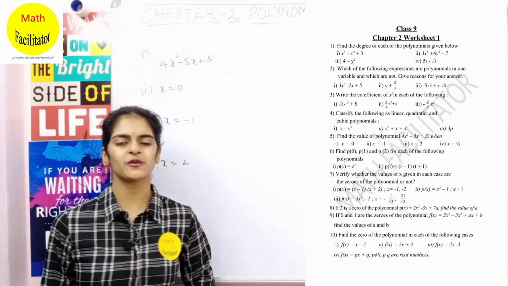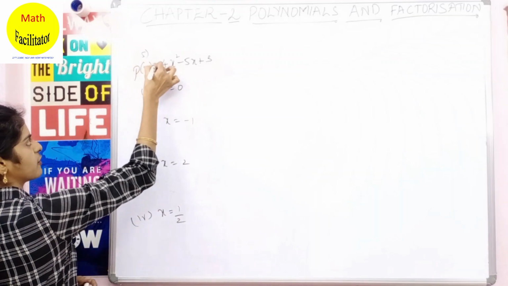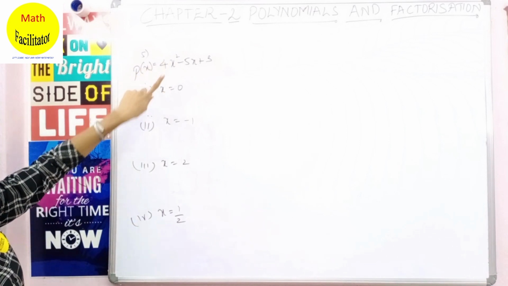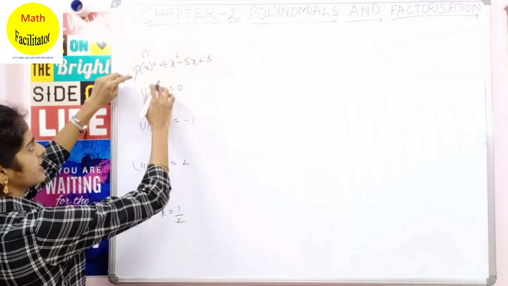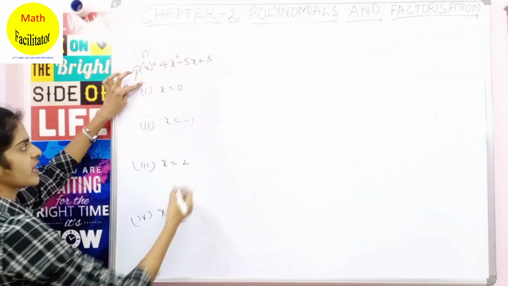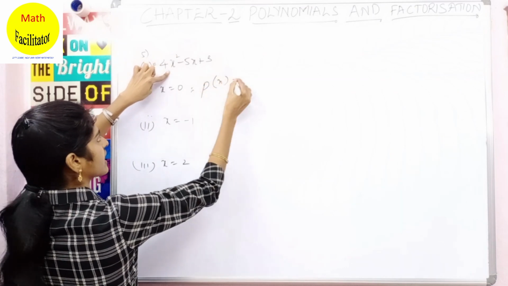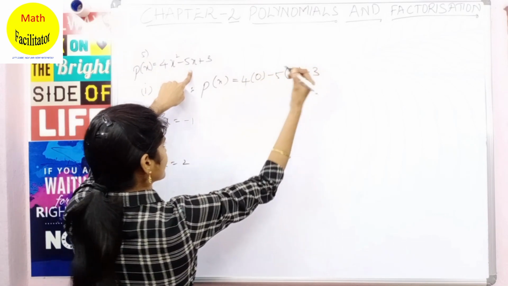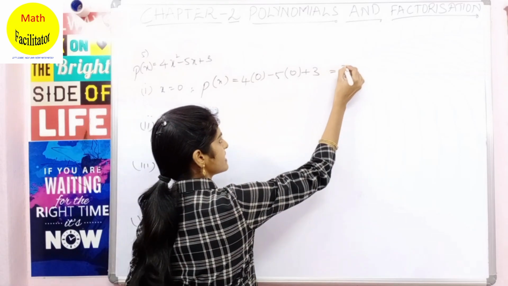or cubic. Now moving on to the next question, you have to find the value of this polynomial. Let this polynomial be p of x. You have to find, when x equals 0, what is the value of this polynomial, and when x equals minus 1 what is its value, and so on. Firstly, this is p of x. When x equals 0 you will substitute 0 in this place. So p of x is 4 into 0 minus 5 into 0 plus 3. 4 into 0 is 0, 5 into 0 is 0, plus 3. So the answer is 3.